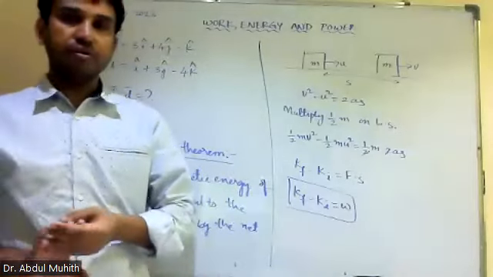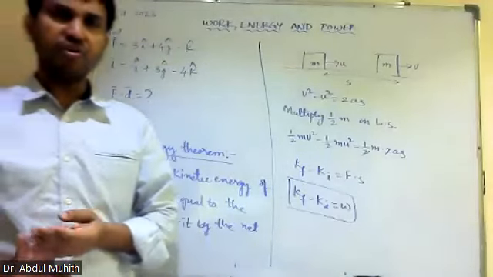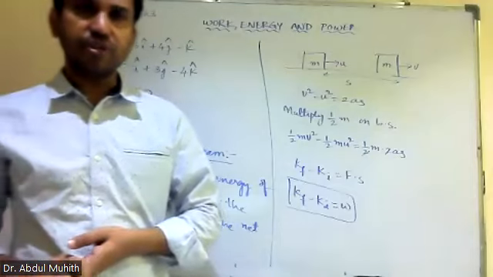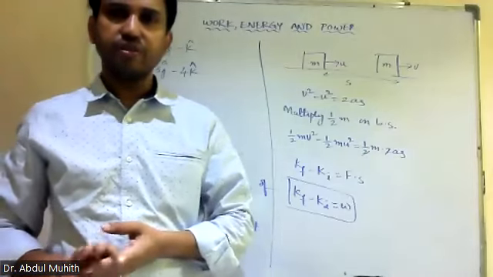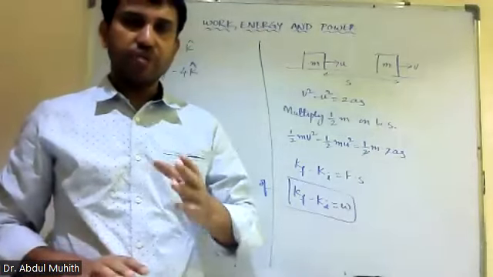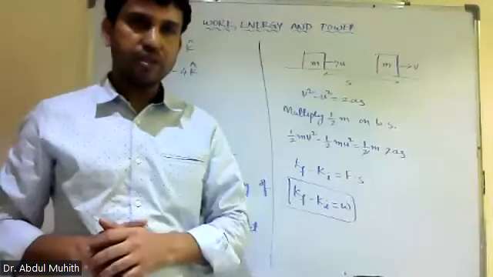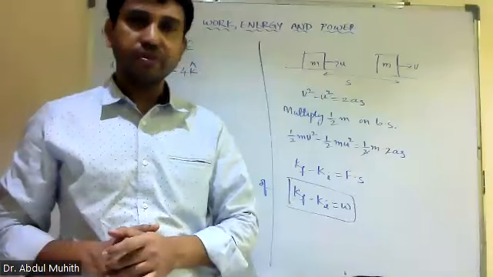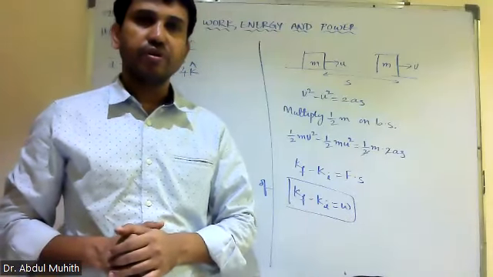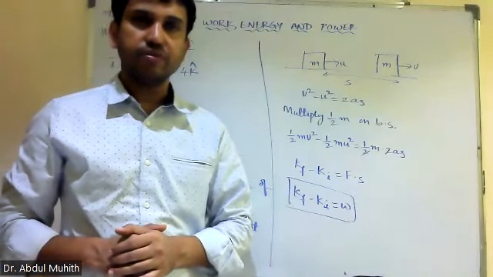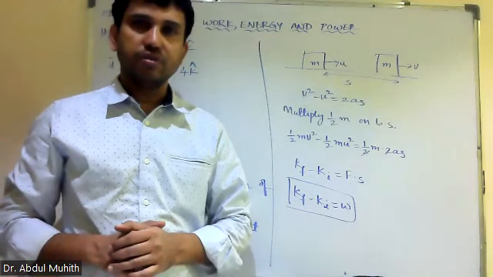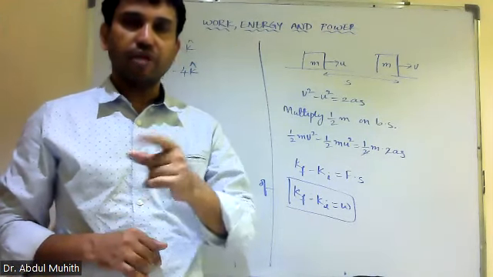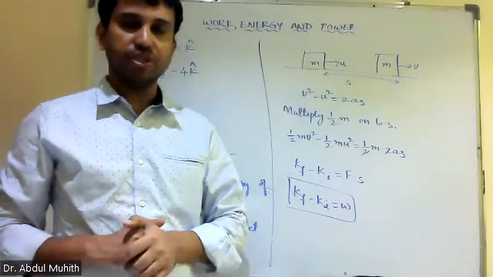Now, we have the commutative property also. What is the meaning of that? A dot B equal to B dot A. And the distributive property: A dot (B plus C) is equal to A dot B plus A dot C.